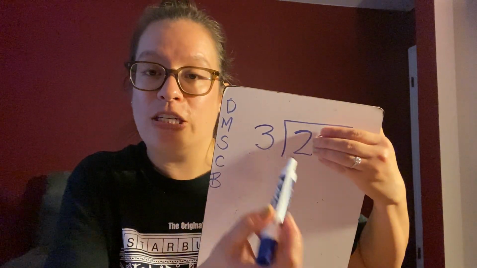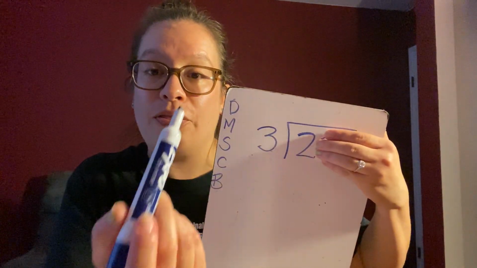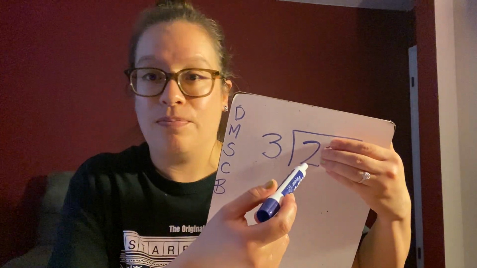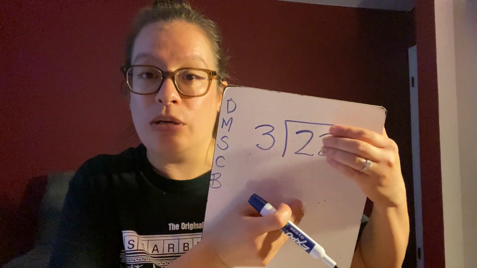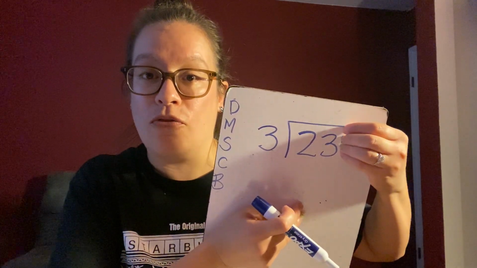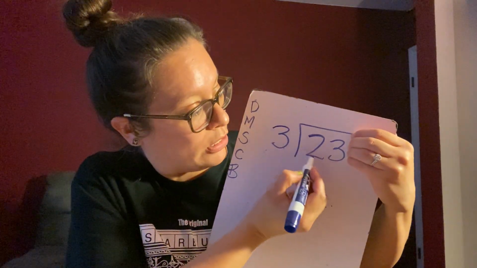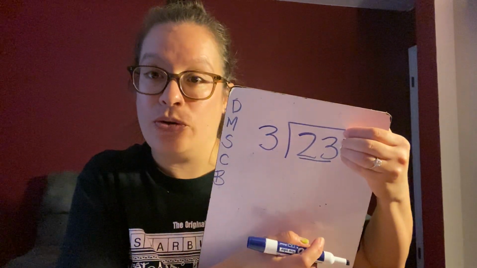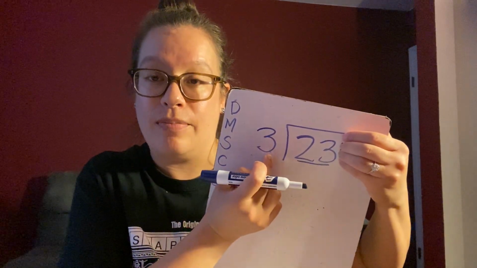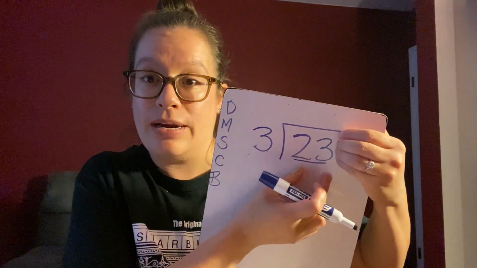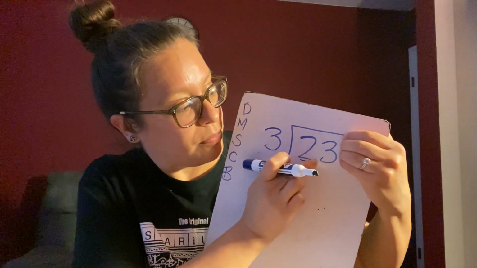Okay, so digit by digit, 2. 2 divided by 3. Boys and girls, can 3 go into 2? No, it can't. So in this case, what you do is you use the next number over, and so now you use this as one whole number, just this right here. So 23. Now this becomes 23 divided by 3. Can 3 go into 23? How many times? 7. Great job.